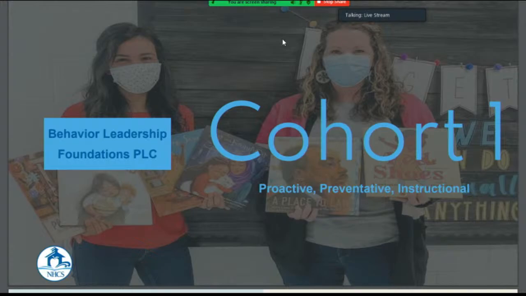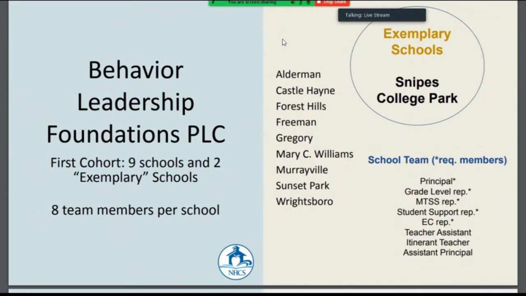Again, this is about being proactive, preventative, and instructional. Again, as I've shared, these are the schools, and this, of course, is a review. We know that these school teams have principals, their grade level representatives, their multi-tiered systems of support representative, the person that's running their problem-solving team, a student support representative, which would either be a counselor or a school social worker, and then they have EC, exceptional children, which would be our special ed staff. And then others of them have additional team members, such as a teacher assistant, an itinerant teacher, and then an assistant principal. But these are our list of schools participating.